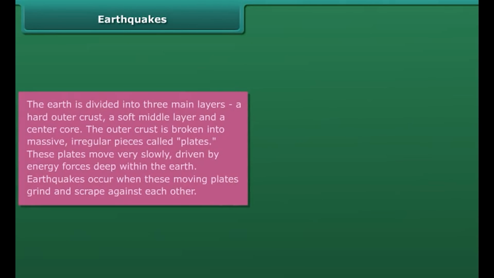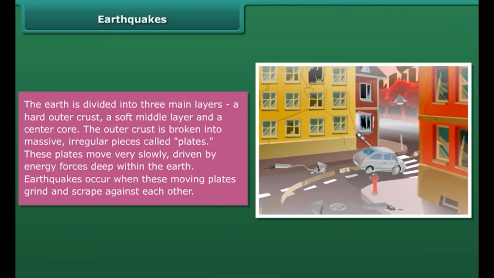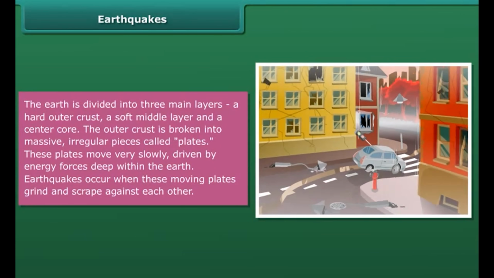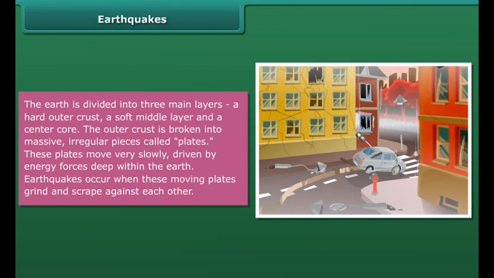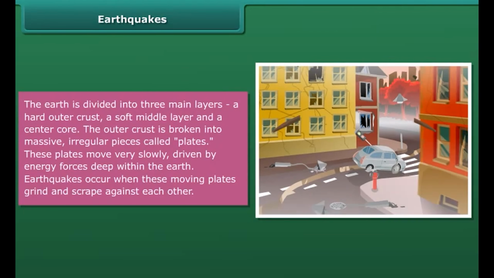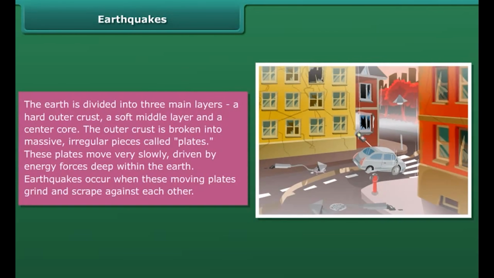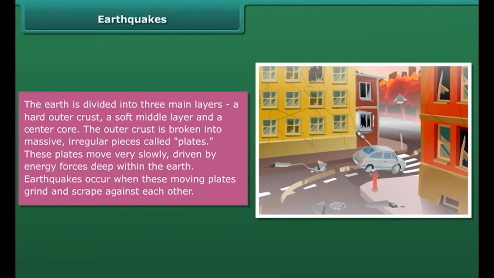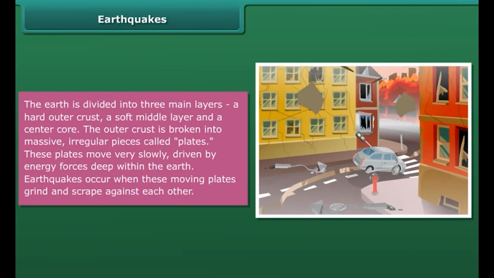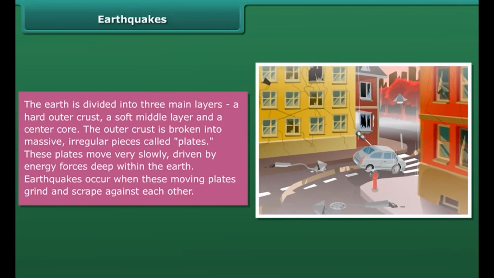Earthquakes. The earth is divided into 3 main layers: a hard outer crust, a soft middle layer, and a center core. The outer crust is broken into massive, irregular pieces called plates. These plates move slowly, driven by energy forces deep within the earth. Earthquakes occur when these moving plates grind and scrape against each other.